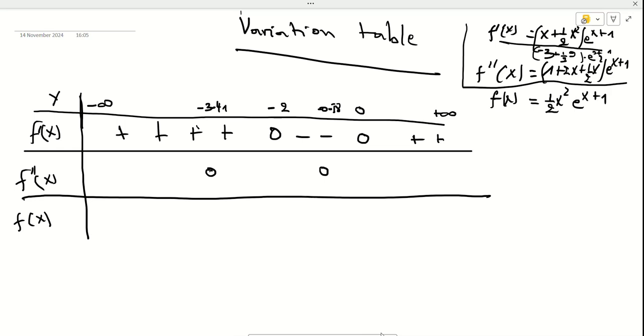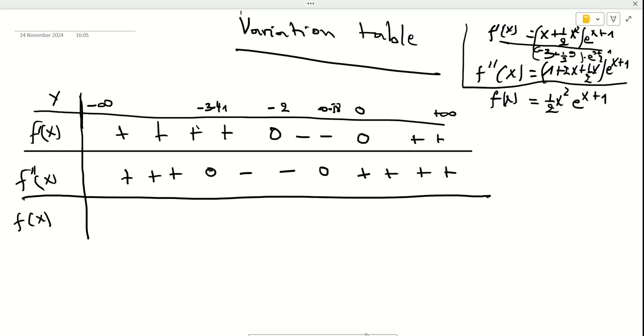You also have to check all the signs. If you want the sign at this interval, you take a value which is less than minus 3.41, and you replace it in the second derivative, and this will give you a positive value. I've done it, but you can also do it. Here we get a positive value, and here I got a negative value, and here I got a positive value.